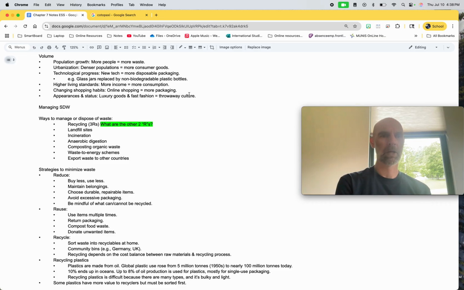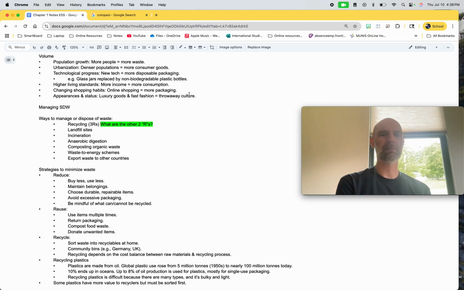Global warming. Anaerobic digestion. Cool technology. Takes a lot of money though. Composting organic waste. I like this. You can control it. They say you can do it indoors. For my money's worth, it's an outdoor activity.